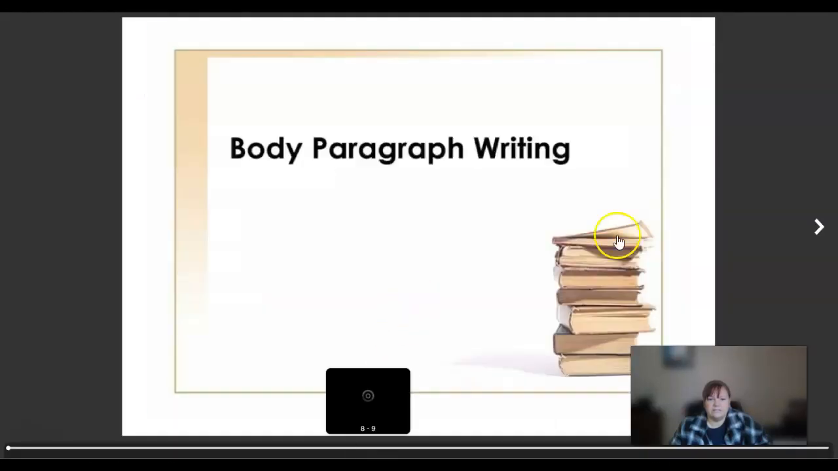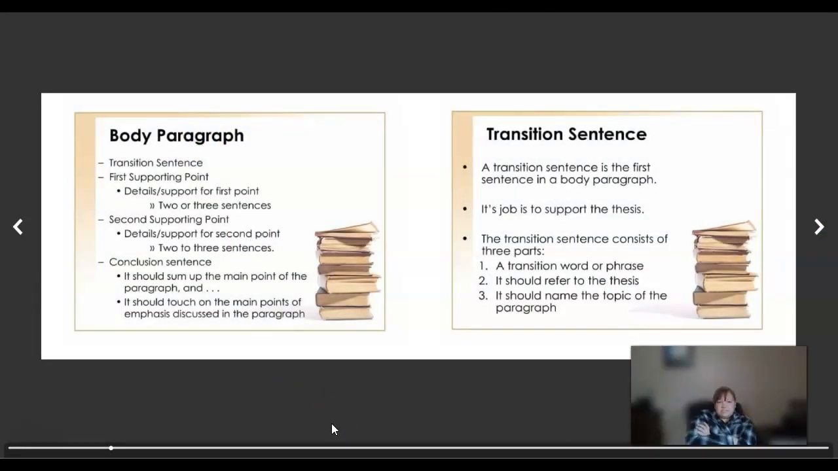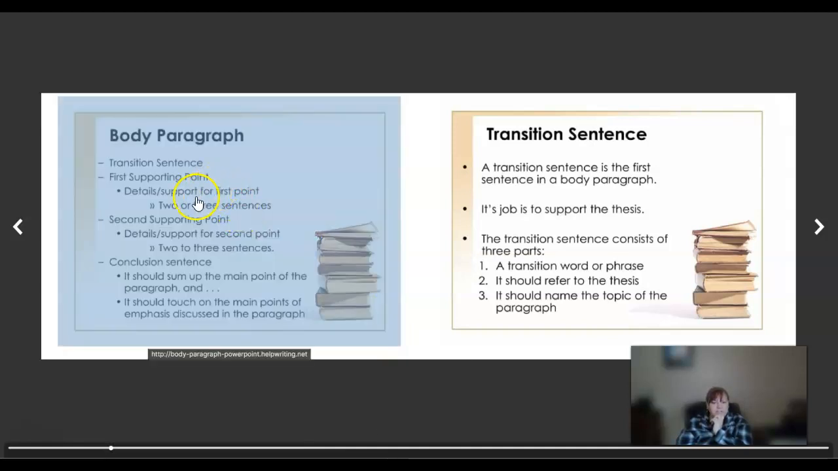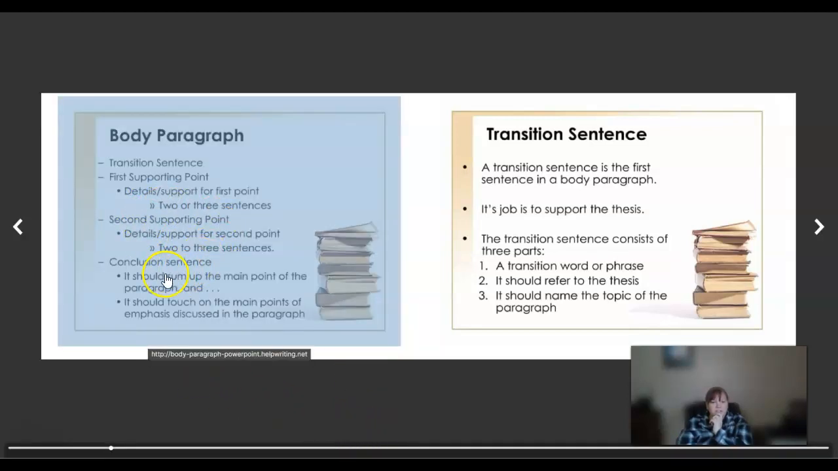Just a reminder. Full body paragraphs, right? So you need a transition sentence and your first supporting point. Your first point is going to be your topic, and your topic for each paragraph was already laid out in the pre-write. So your first point is going to be something about what the job entails. You're going to put in a detail to support the first point, your second detail, and your conclusion sentence.